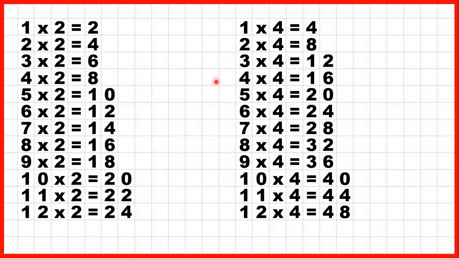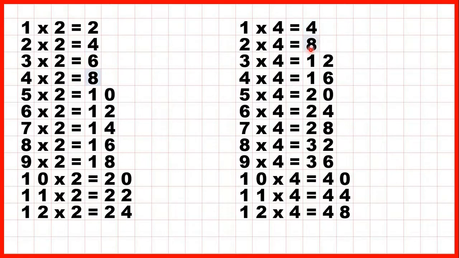Or looking at it the other way, if we halve what's in the 4 times table, we get what's in the 2 times table. Remember, to halve or to find half of a number, we divide it by 2. And 4 divided by 2 is 2, 8 divided by 2 is 4, 12 divided by 2 is 6, and so on. And that's why 1 times 4 gives us the same answer as 2 times 2.